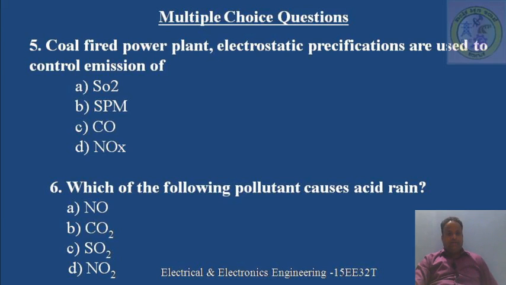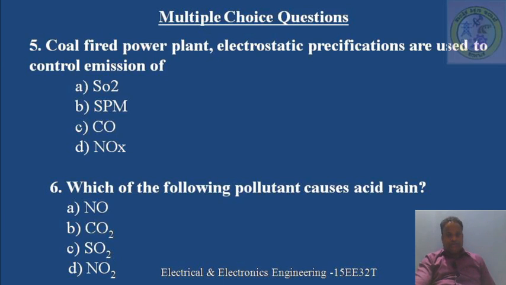Therefore, the answer is suspended. SPM means suspended particulate matter. In order to filter the suspended particulate matter in thermal power plants, we will use a filtering device that we call an electrostatic precipitator. Therefore, the correct answer is SPM.